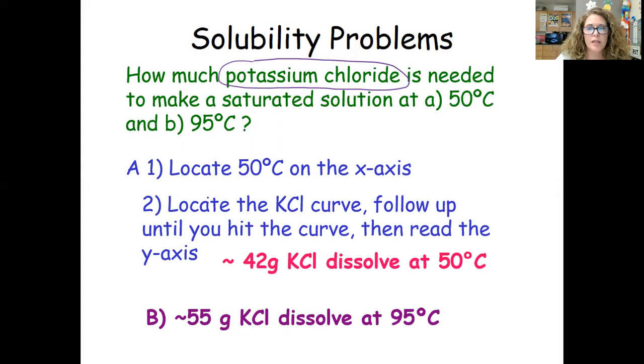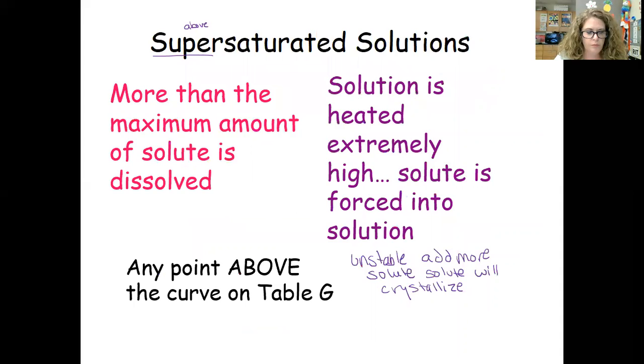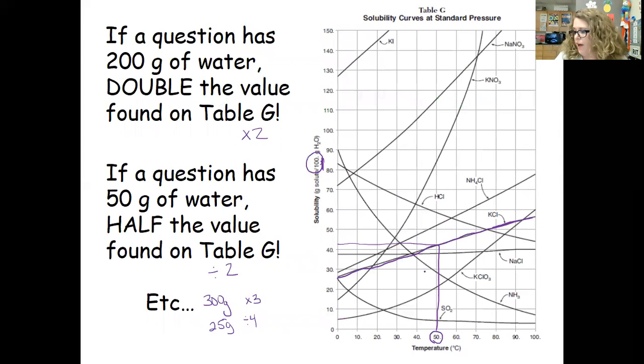Okay, so let's look at 95. Going back to your reference, going back to that question, now we want to go to 95 degrees. I can't even draw a straight line. So 95 degrees is this point right there. And now when I read across, it's going to be somewhere between 50 and 60.